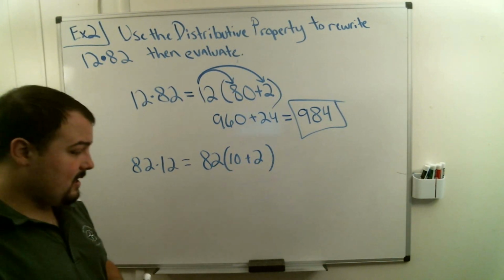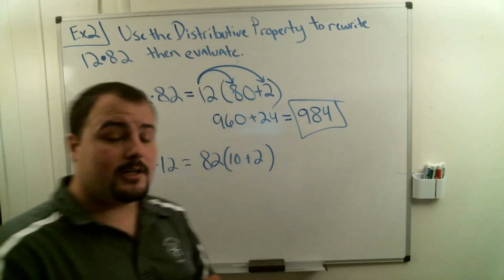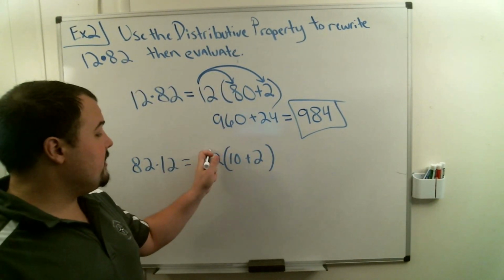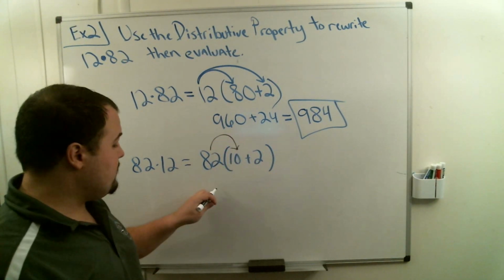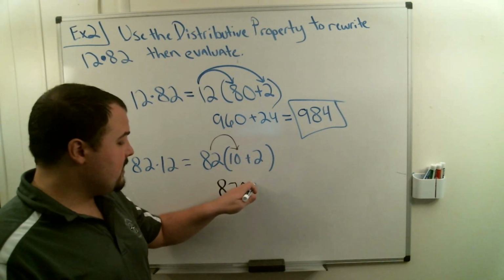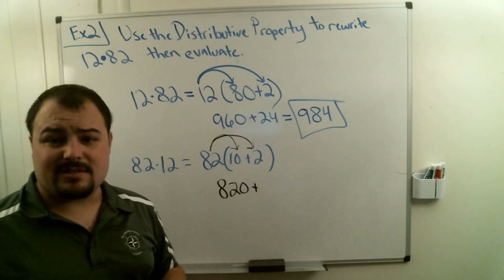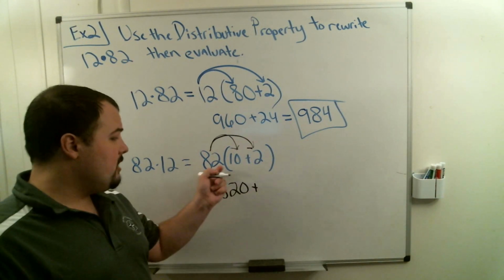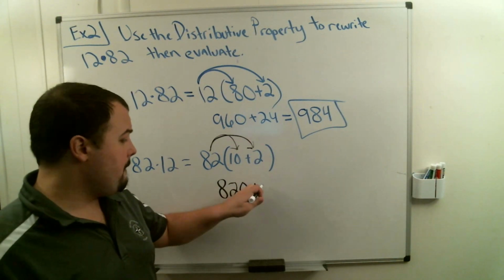Now we do the same thing. When we distribute, the number that's on the outside goes to each one on the inside. So since 82 is on the outside, it's going to go to 10. 82 times 10, all we do is add a 0. So it's 820. Drop the sign down. 82 times 2, well, I know that 2 times 80 is 160, and I know 2 times 2 is 4, so this must be 164.